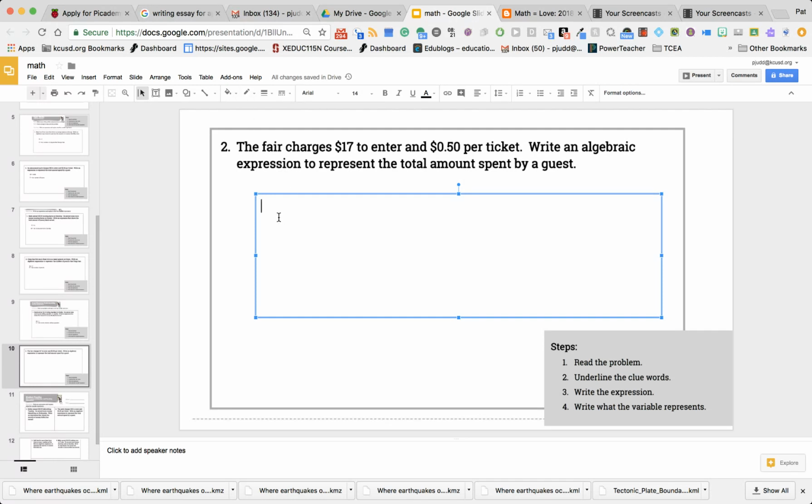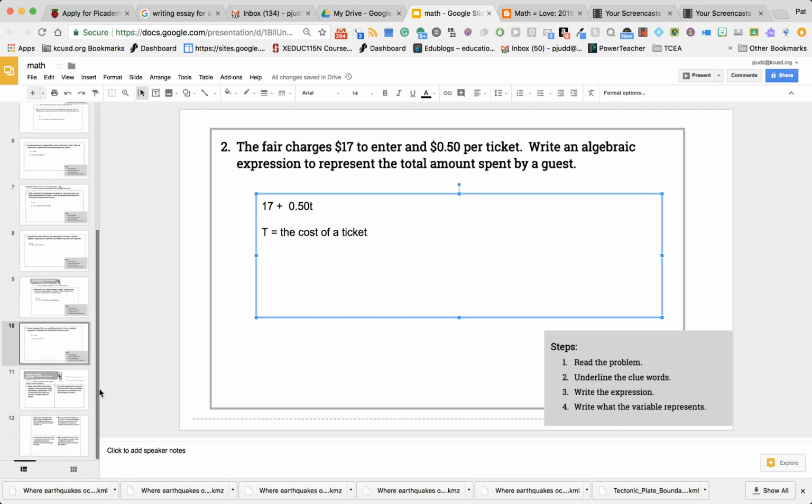And I am willing to bet that everyone who shared an answer had something like this. 17 plus 50 cents times T. And T represents or equals the cost of a ticket. Okay. And we read the problem, we underlined the clue words, wrote the expression, and wrote what the variable represents. Nice.